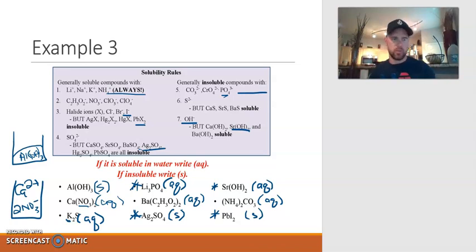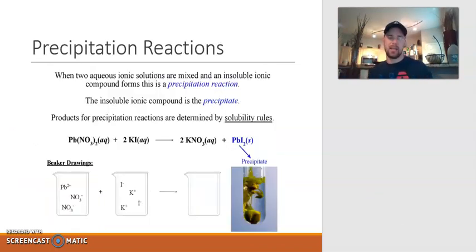Now, what are we using all this for? What are these solubility rules getting at? Well, like I said, if a reaction creates a precipitate, it creates a solid, then it's known as a precipitation reaction. So when 2 aqueous ionic solutions are mixed together and an insoluble ionic compound forms, which we know as being a precipitate, then it's known as a precipitation reaction. And like I said, we use the solubility rules to predict the products.